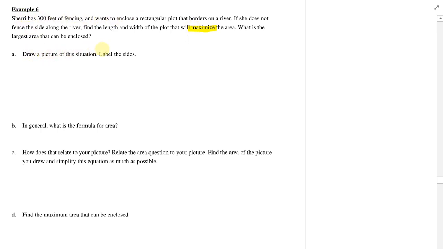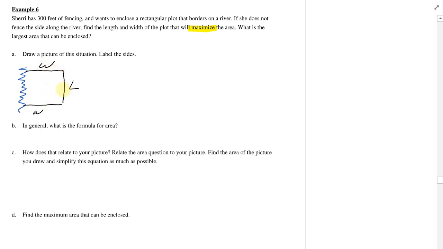It says draw a picture of this situation and label the sides. So I have a fence, and I want it to enclose this area, but it's going to border a river. So basically, here's my river, and then here's my fence. I don't need fence on the part that's actually bordering the river. Now I want to label the sides. What should we call these sides? Why don't we call this side W, and we'll call this side L, and we'll call this side W.